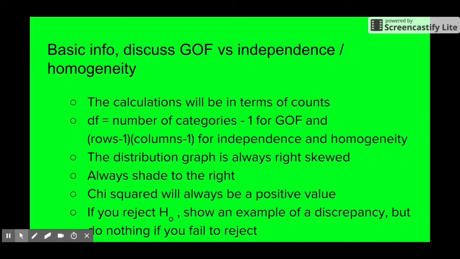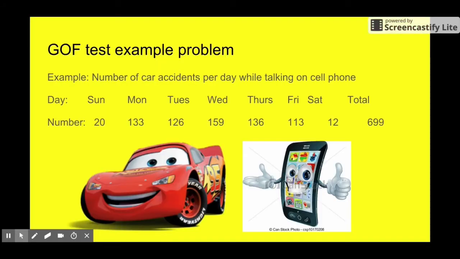The distribution graph is always right-skewed, and it is always shaded to the right. Chi-square will always be a positive value. If we reject H0, we need to show an example of discrepancy, as we don't need to do anything if we fail to reject. Now we have an example problem for goodness of fit.